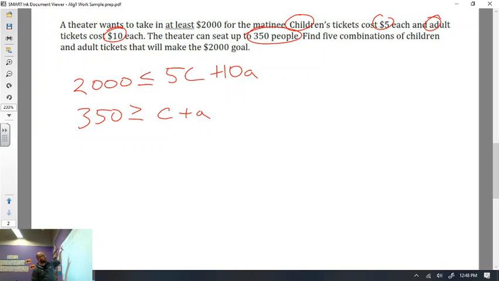But that's how we do it. We want to take these word problems, we want to convert them into mathematical language, and then we will use either substitution or elimination to find our solution.